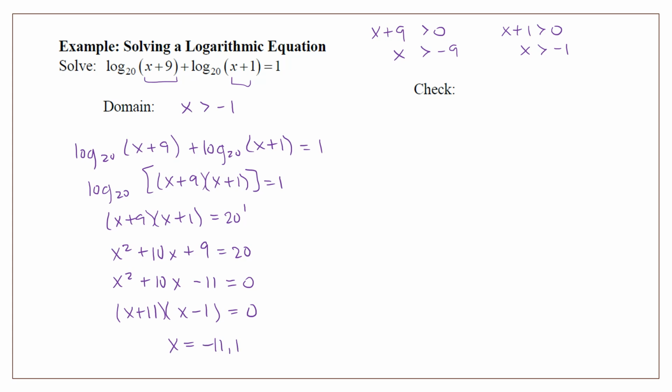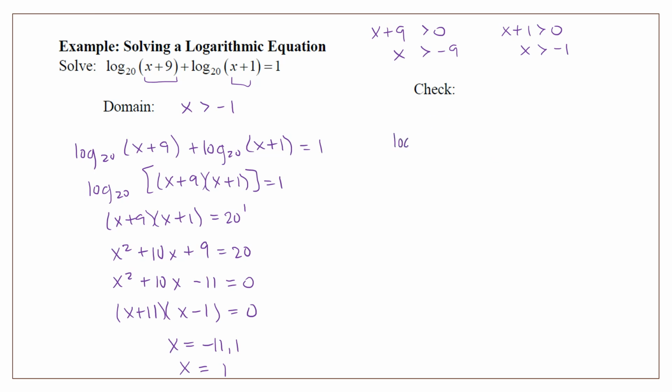Okay? But remember, x has to be greater than -1. So x equals 1 would be our solution, because -11 would be our extraneous solution, so we would need to discard it. So let's check to make sure that x equals 1 is the solution to this equation.